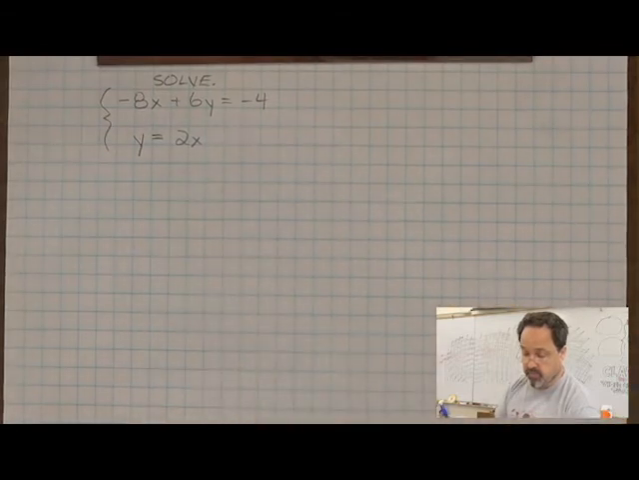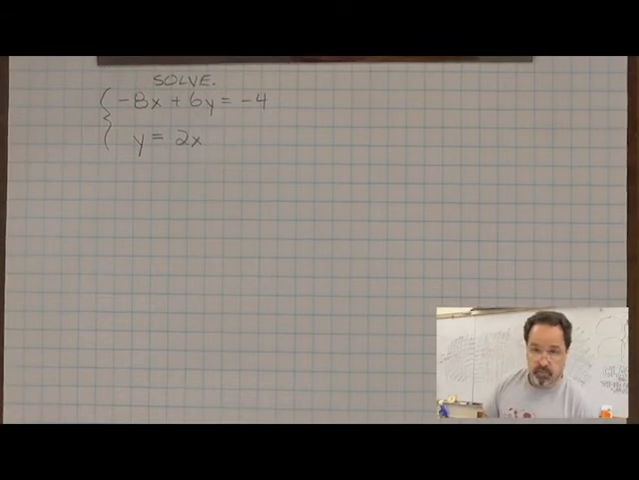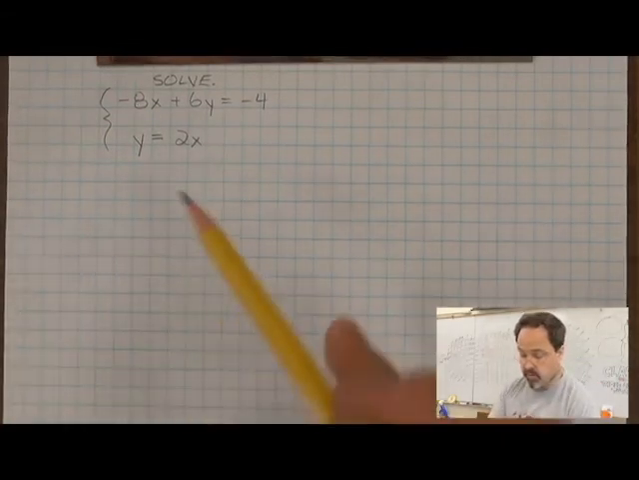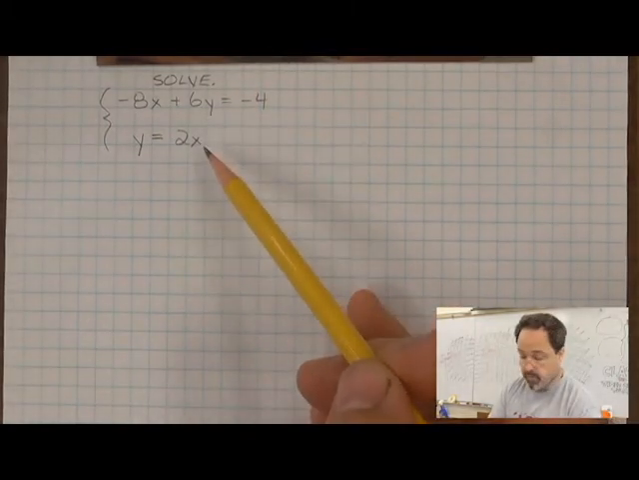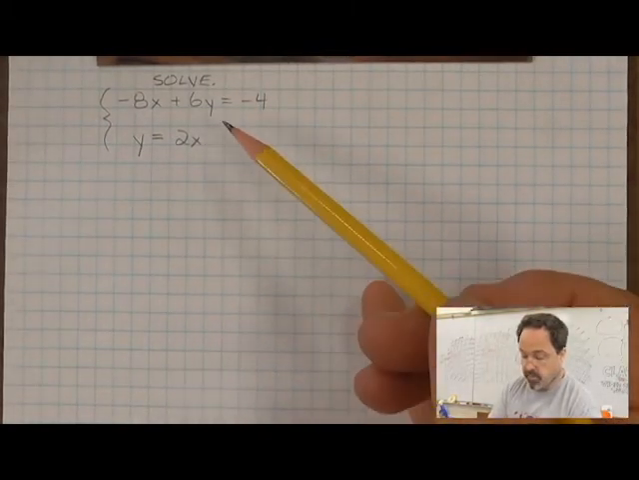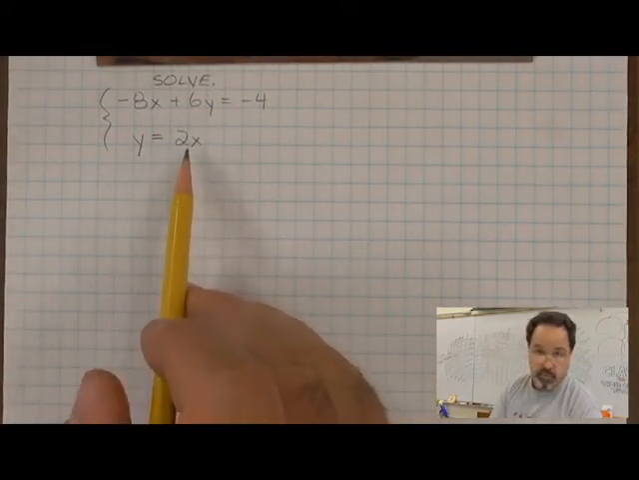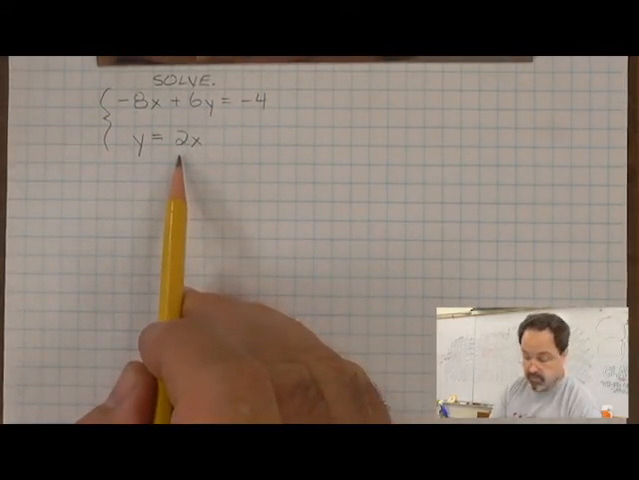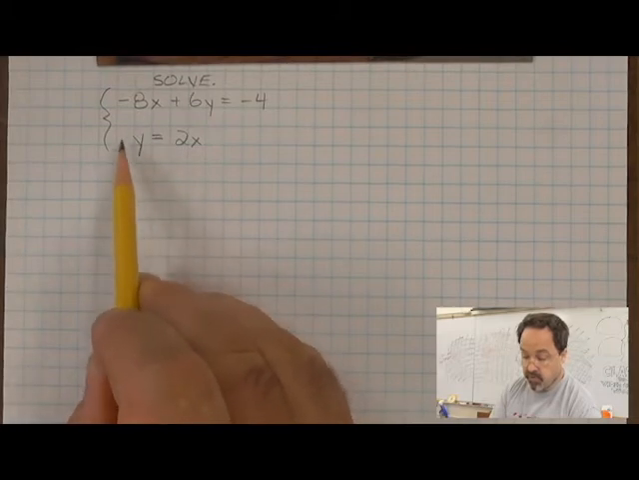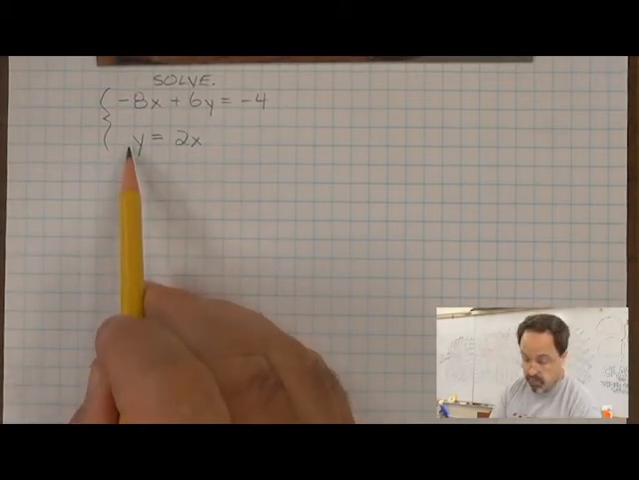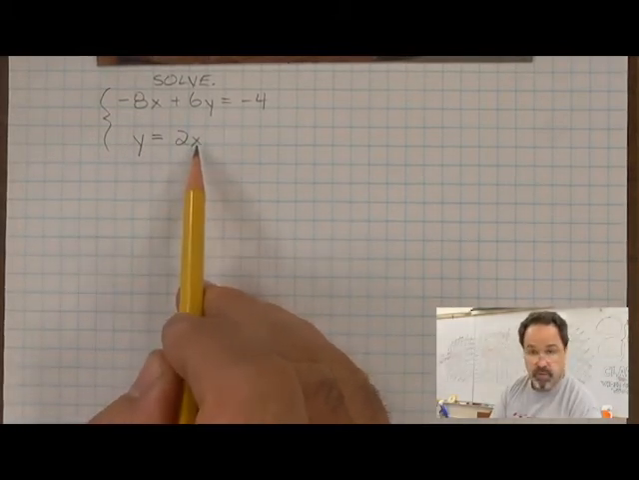But I'm going to solve the system algebraically by a very common technique called substitution that we've done many times in the past, but this time we're going to apply it to this kind of problem. What that means is I'm going to observe that y is equal to 2x. This is a simple equation because the variable y is solved for and we know what it's equal to.